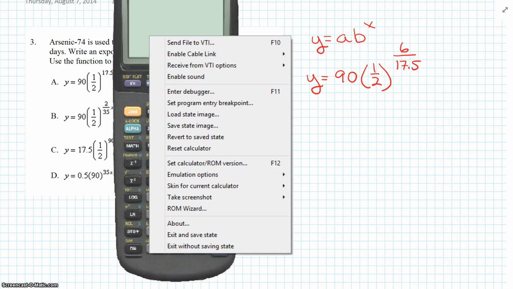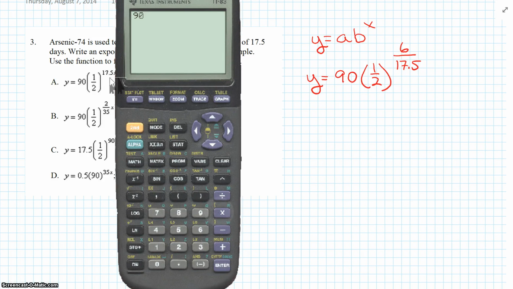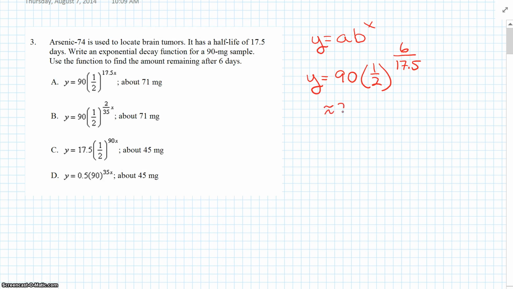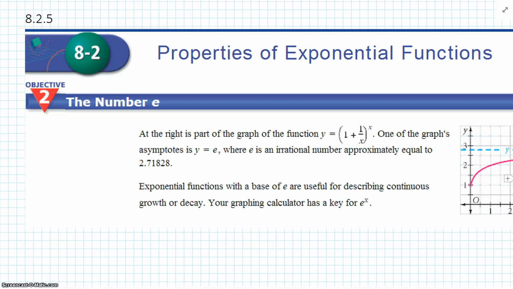So we're going to type in 90 times 0.5 raised to the 6 divided by 17.5. So we're going to get about 71 milligrams. This one looks like ours. The reason, if you look at it, it's 2 over 35 is they got rid of the fraction.